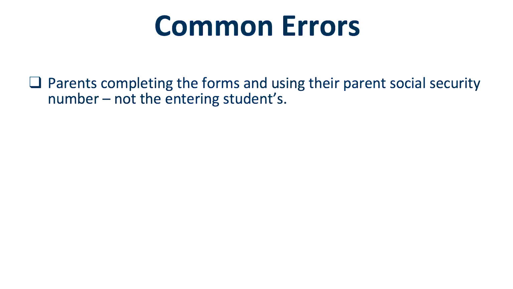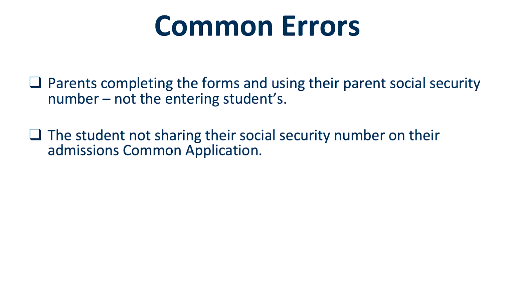The most common error on the FAFSA and CSS is that parents are completing the form and they use the parent's social security number and not the entering student's, which can cause mismatching and thus never being able to get the financial aid data. Parents, always remember, use the student's information when you're filling out these forms.